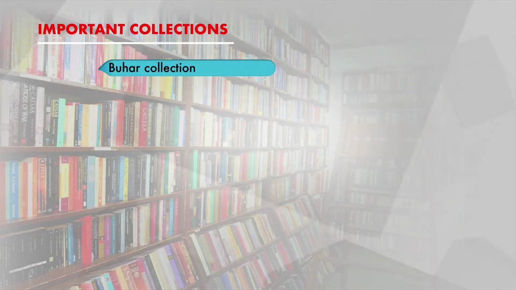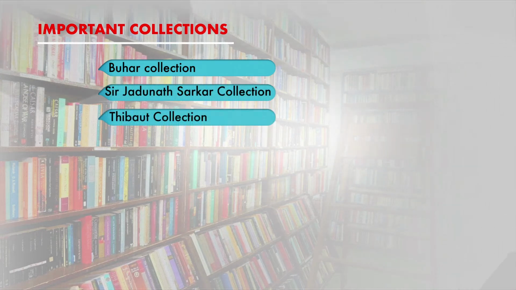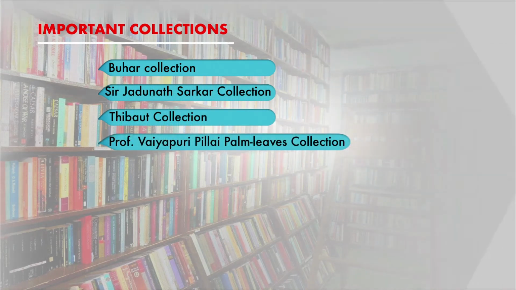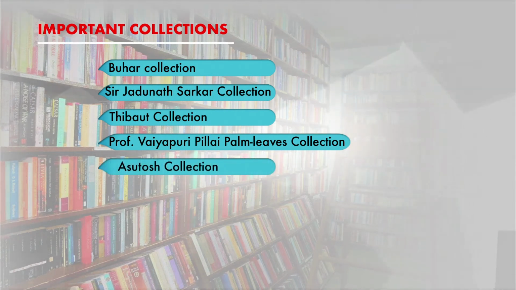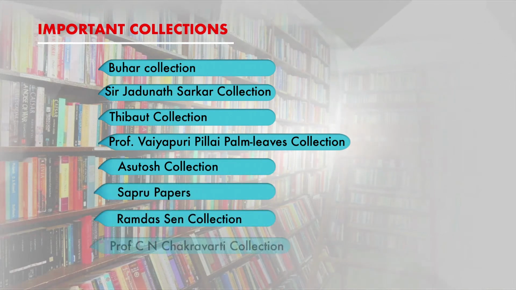These are some of the important collections of our National Library, named as Buhar collection, Sir Jadunath Sarkar collection, Taibooth collection, Professor Vayapuri Pillai Palm Leaves collection, Asutosh collection, Sapru papers, Ramdas Sen collection, Professor C. N. Chakravarti collection. These are some of the important collections of our National Library of India.